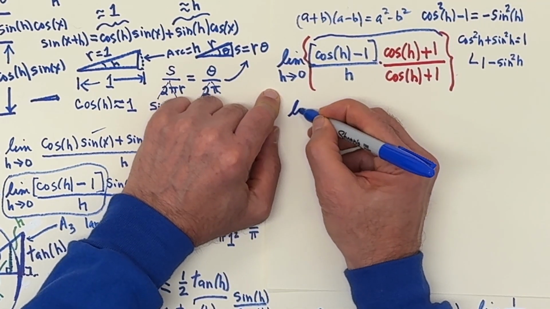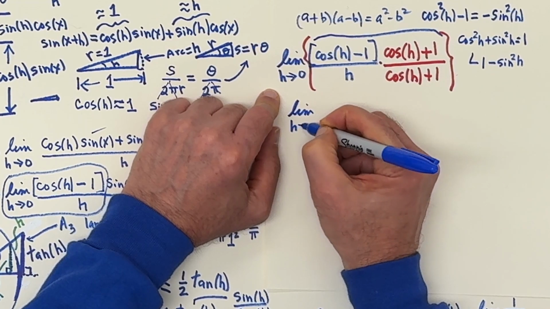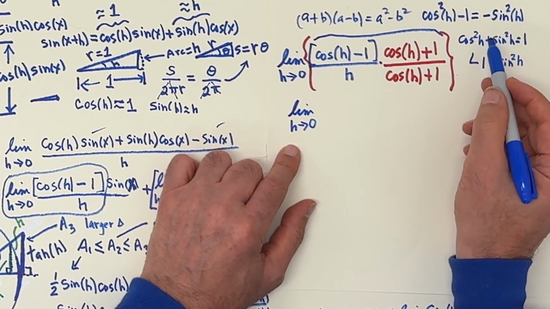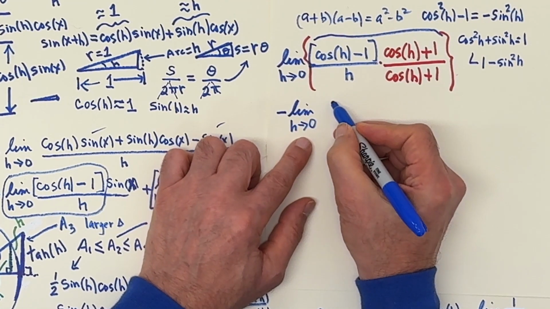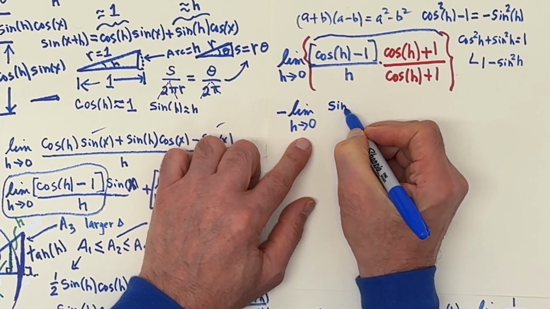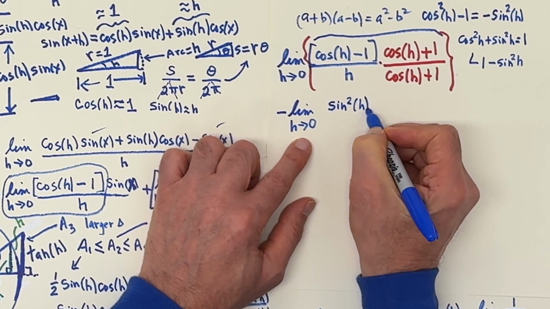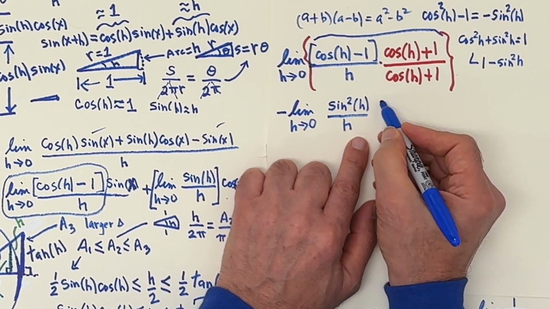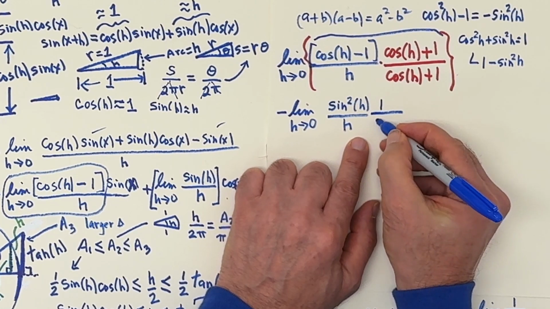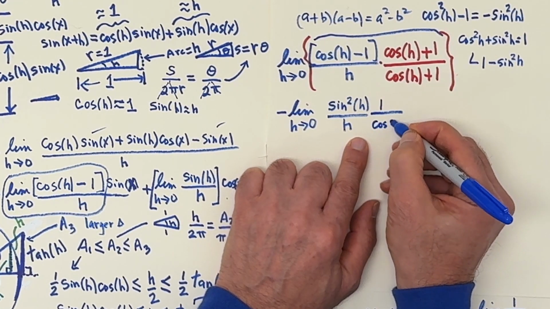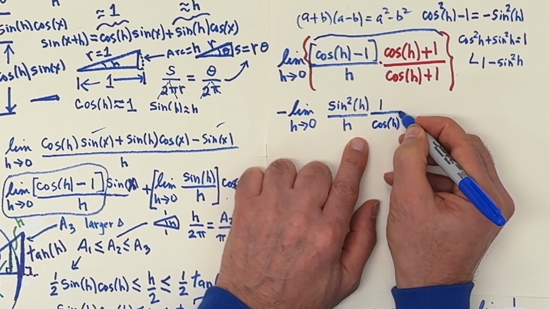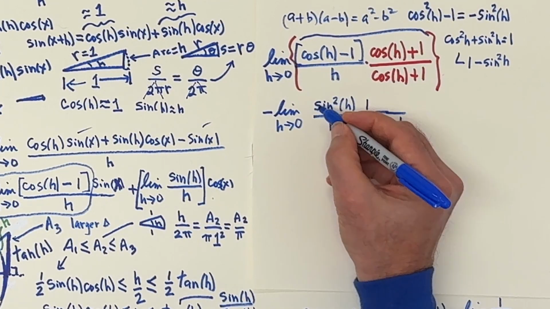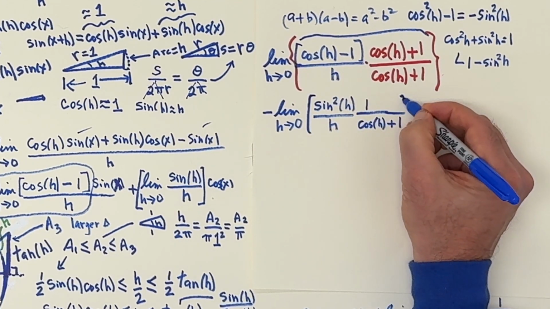So let's write this out again with this in mind. And since I'm going to wind up with that minus sine squared, I'll put the minus sign out in front. And we'll have here the sine squared of h over h. And what else is down here? Well, we have cosine of h plus 1. And let's just make sure that we have all this in brackets.